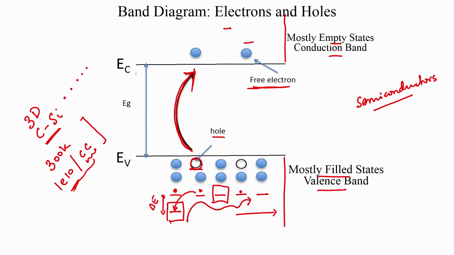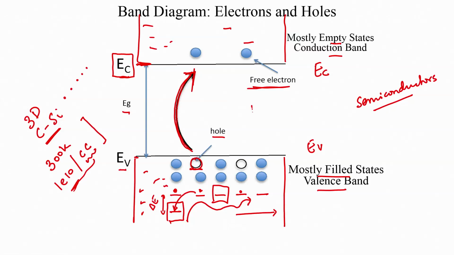Now here we also define these 3 energies. The bottom of the conduction band, so this is all the conduction band states, is given this very special symbol that we will use throughout the course, and it is called EC. The top of the valence band is called EV, and this gap, which is the forbidden gap, which is EC minus EV, is given the symbol EG.